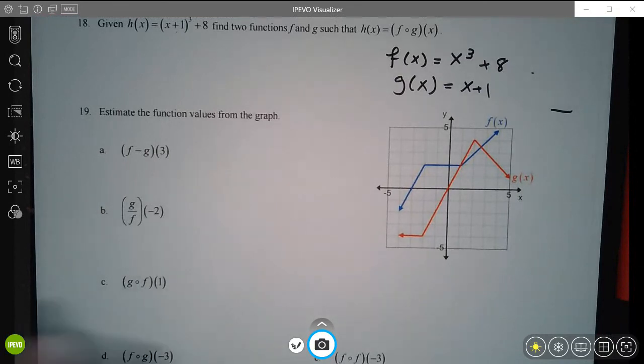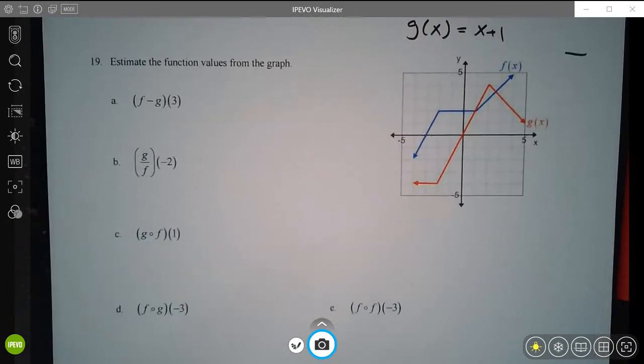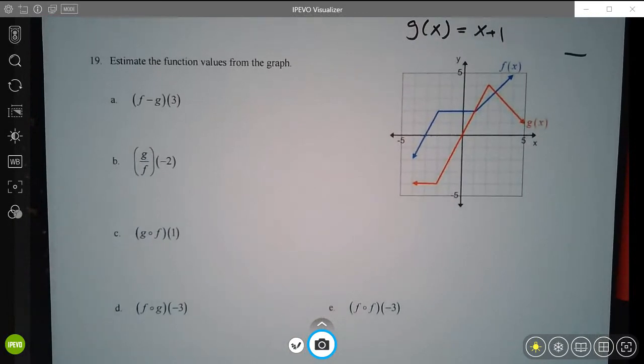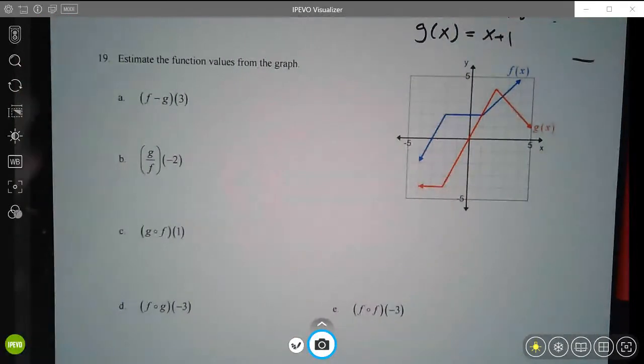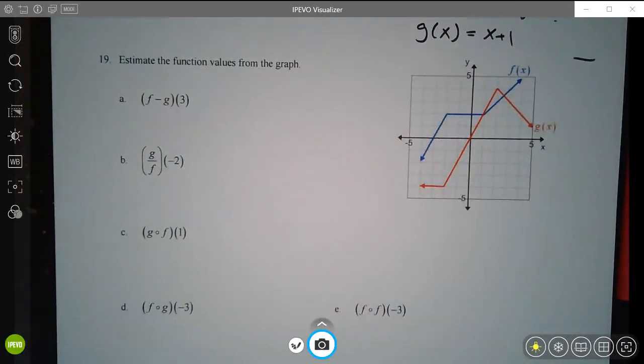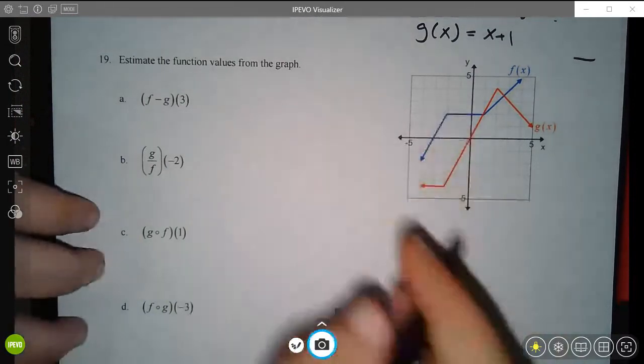All right. How about number 19? This one's going to be fun too. Let's take a look. Here the question says, estimate the function values from the graph. It didn't give you an equation, but I did give you operations here. And I want you to give me the answer by looking at the graph. Let's do the first one. We have about 5 minutes left in class, so let's try to do it quick.